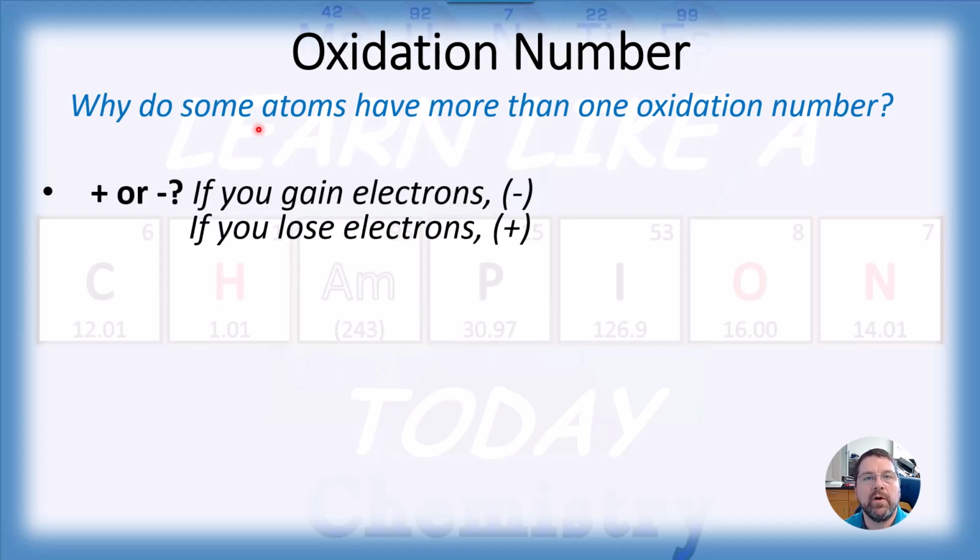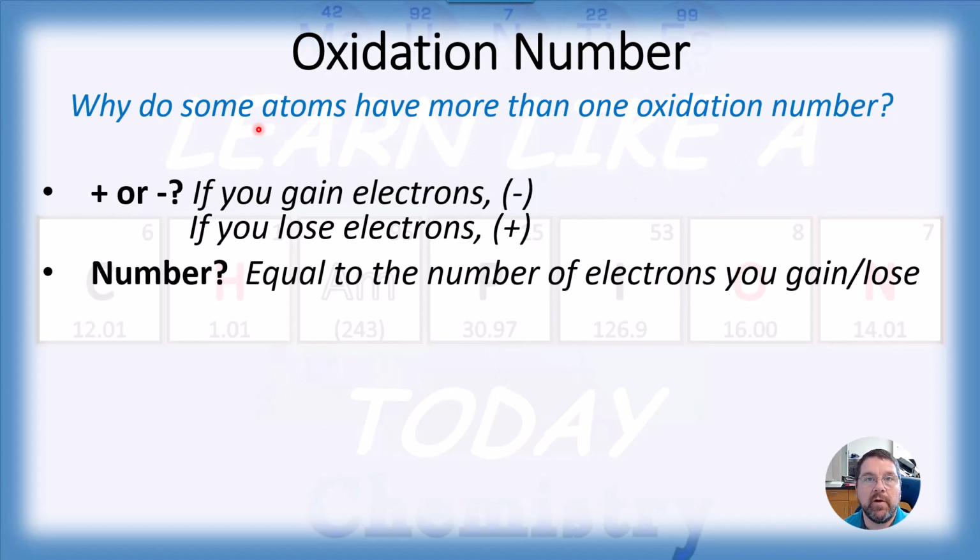As a review, whether the oxidation number will be positive or negative depends on what's happening with the electrons. If the atom is going to gain electrons, then it will have more electrons than protons, and therefore overall a negative charge. Conversely, if the atom is going to lose electrons to become a more stable configuration, then it will have a positive charge. The number associated with the oxidation number is related to how many electrons were either gained or lost in order to achieve that level of stability.